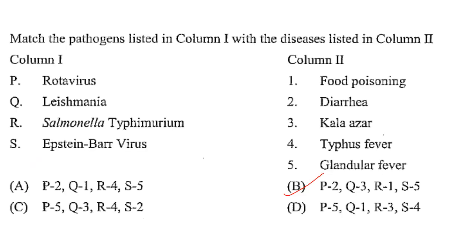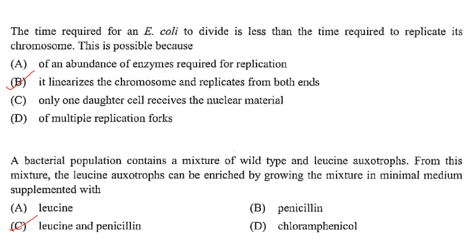Next one. Match the pathogens listed in column 1 with the disease listed in column 2. So rotavirus. Rotavirus is for diarrhea, P2. So C and D can be omitted, it is P5 there. So Leishmania causes Kala Azar, Q3. So answer is option B. Salmonella typhimurium, it causes food poisoning, R1. And Epstein-Barr virus, it causes glandular fever. So the answer here is option B, P2, Q3, R1, S.